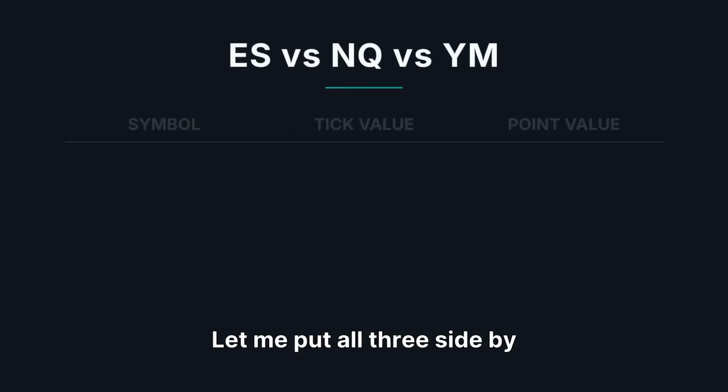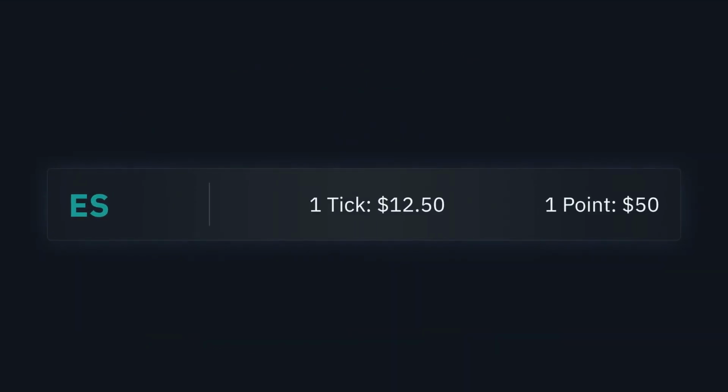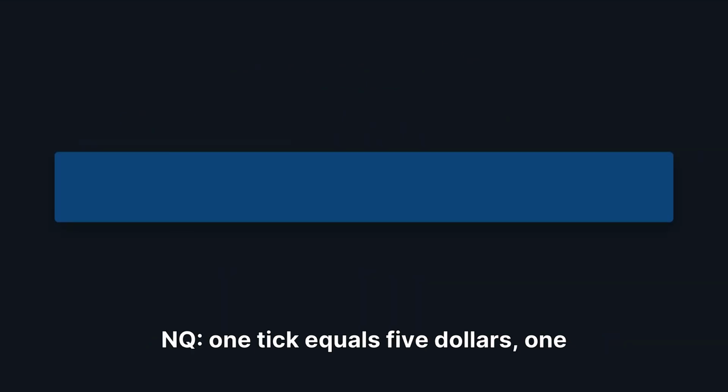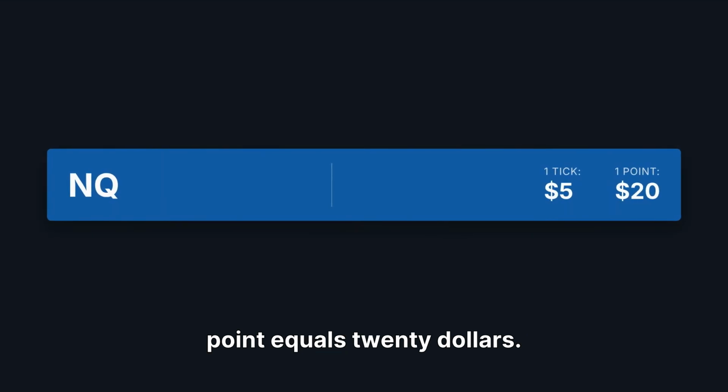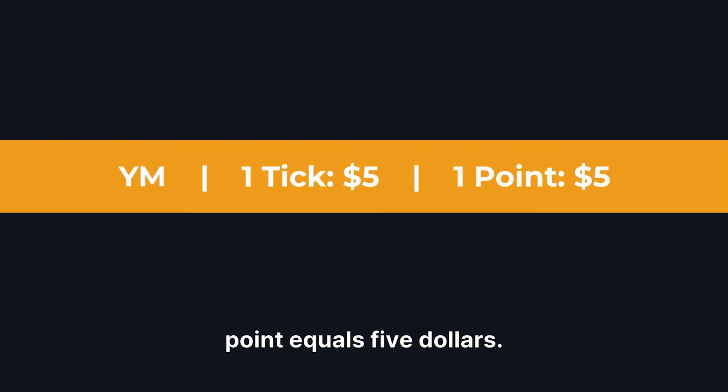Let me put all 3 side by side so it's crystal clear. ES, 1 tick equals $12.50, 1 point equals $50. NQ, 1 tick equals $5, 1 point equals $20. YM, 1 tick equals $5, 1 point equals $5.